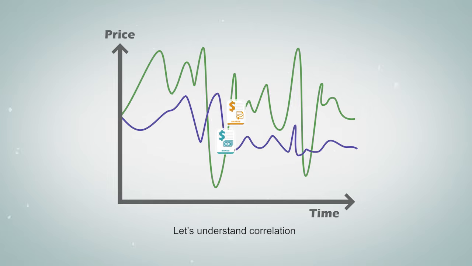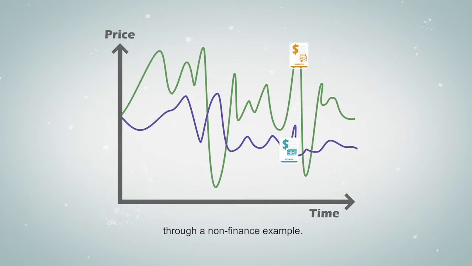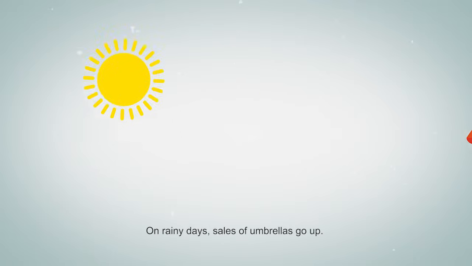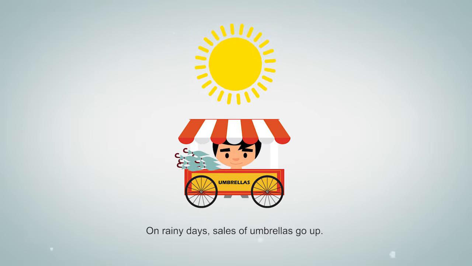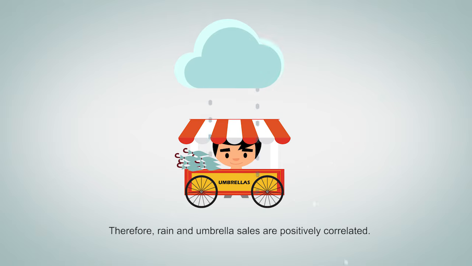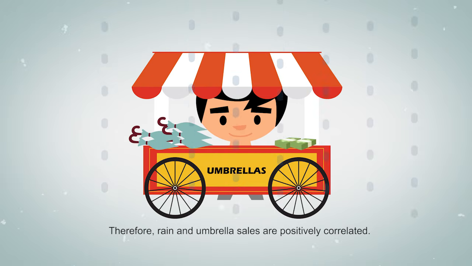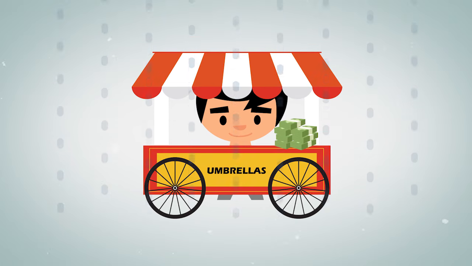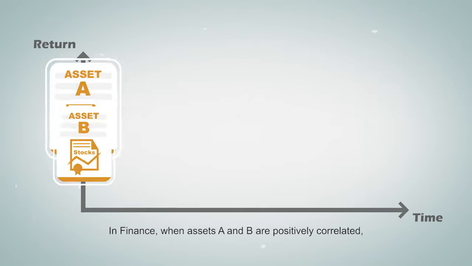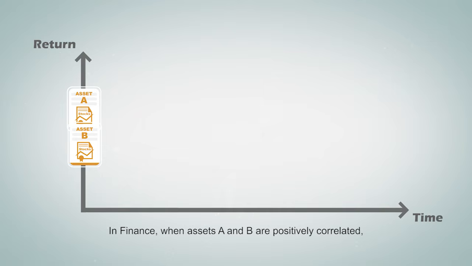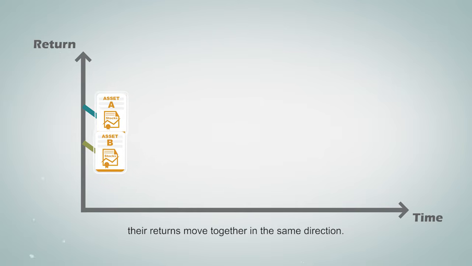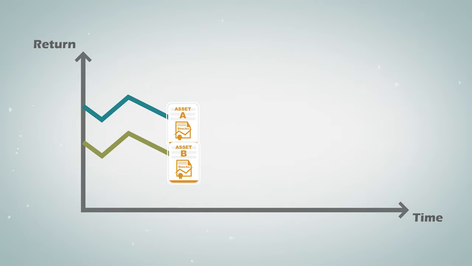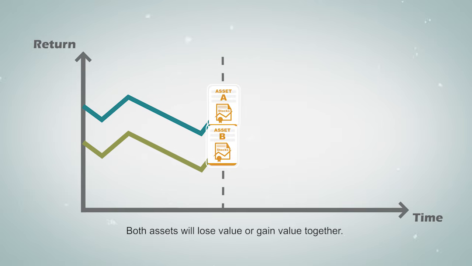Let's understand correlation through a non-finance example. On rainy days, sales of umbrellas go up. Therefore, rain and umbrella sales are positively correlated. In finance, when assets A and B are positively correlated, their returns move together in the same direction. Both assets will lose value or gain value together.